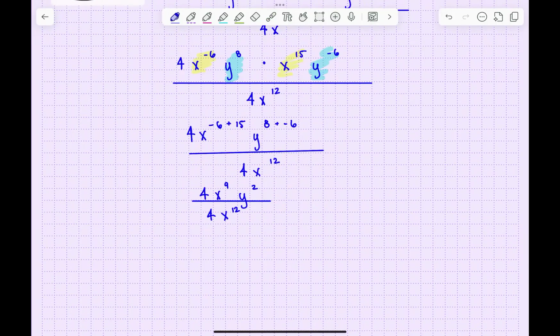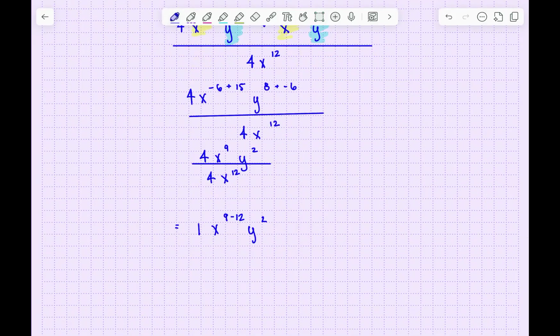All right, so I can divide the coefficients. They cancel out, right? So 4 divided by 4 is just 1. Now we're dividing the x terms, so 9 minus 12, and we're keeping the y squared. Let me just separate that so it's not confusing. Okay, simplify. We have x, and then 9 minus 12 is -3, y squared. So that seems like it's the final answer.